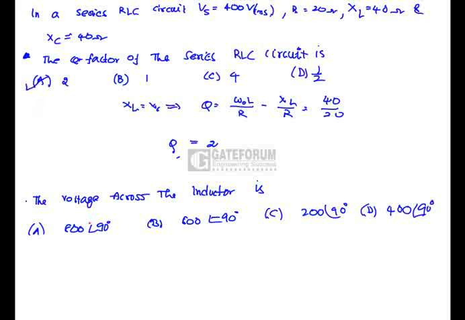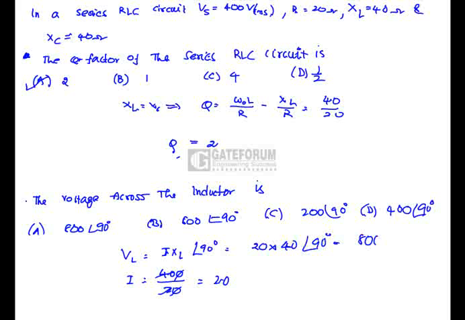Coming to the second part B, the voltage across the inductor. VL is nothing but I XL at 90 degrees. Here XL is 40. I is nothing but 400 volts VRMS divided by 20, that is 20 amperes, so it is 20 into 40 at 90 degrees, which is 800 at 90 degrees. That is, option A is correct.